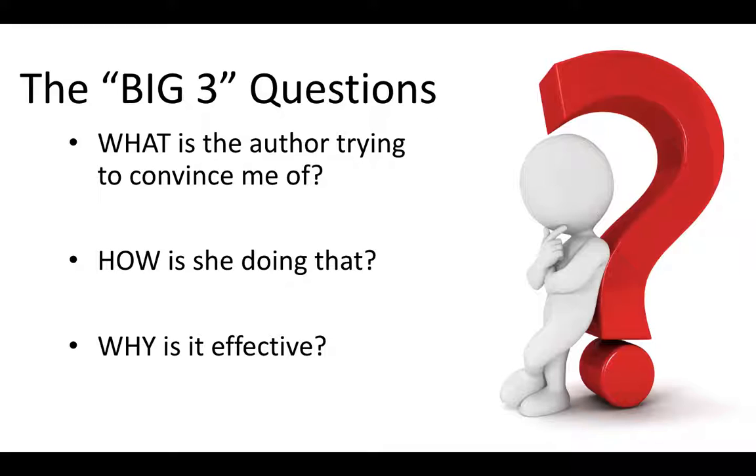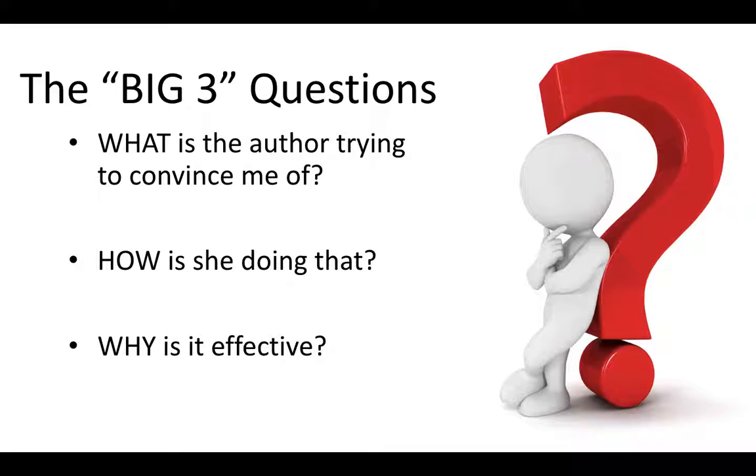When you're writing a rhetorical analysis paper, each paragraph basically of the paper is what is the author trying to convince me of, or what is the purpose of this particular section of the reading? What is the strategy that the author uses in order to do that, and why is that strategy effective for the audience?